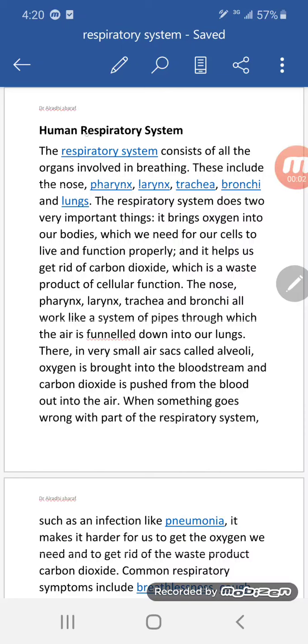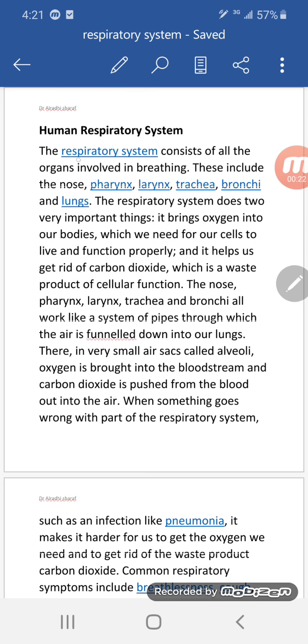We will talk about the anatomy of the human respiratory system. First, we will talk about the components of the respiratory system. The first components are the nose, pharynx, larynx, trachea, and bronchi, also the lung.